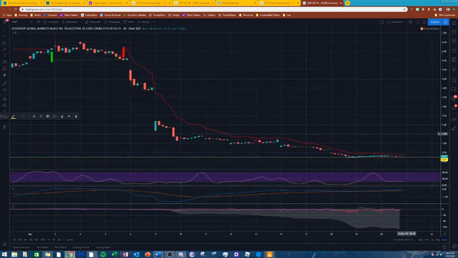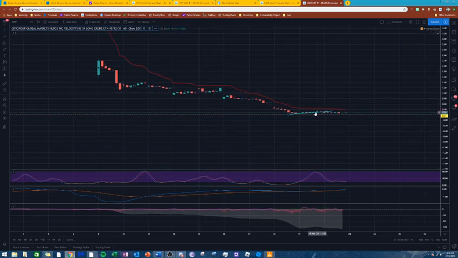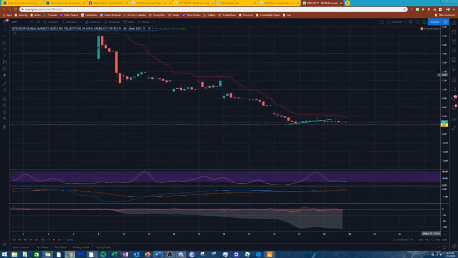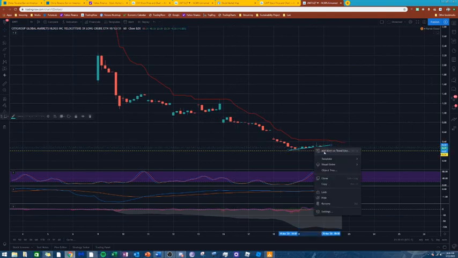So let's make it a little bit bigger here. And okay, this is where we're at currently. And I'm going to remove this line here.